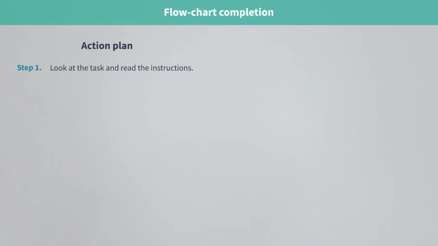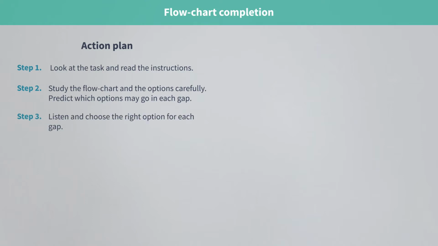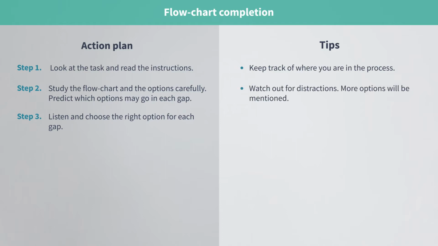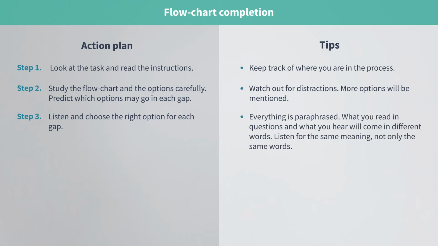Action plan. Step 1. Look at the task and read the instructions. Step 2. Study the flowchart and the options carefully. Predict which options may go in each gap. Step 3. Listen and choose the right option for each gap. Tips. Keep track of where you are in the process. Watch out for distractions. More options will be mentioned. Everything is paraphrased. What you read in the questions and what you hear will come in different words. Listen for the same meaning, not only the same words.